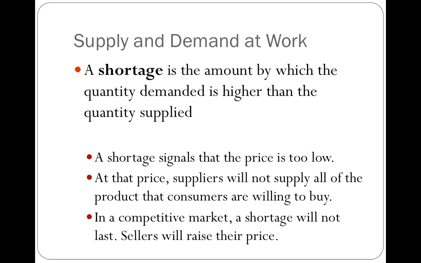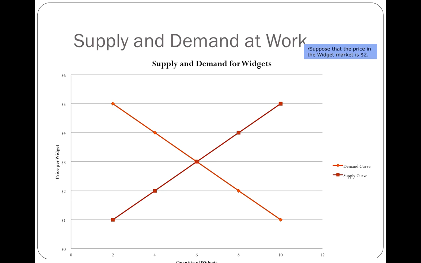In the other way, a shortage is the amount by which the quantity demanded is higher than the quantity supplied. A shortage signals that the price is too low, and at that price, suppliers are not willing to supply all of the product that consumers are willing to buy. It's not going to be worth it to the supplier if they're not going to turn a profit. They're not going to sell them all for a lower price, or they will end up going out of business. And in a competitive market, the shortage will not last because the sellers will raise their price.